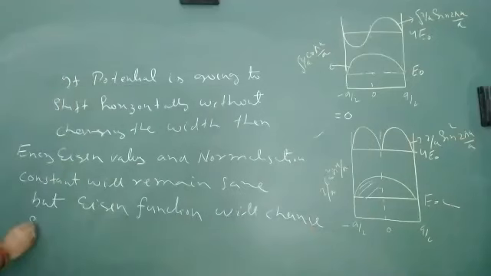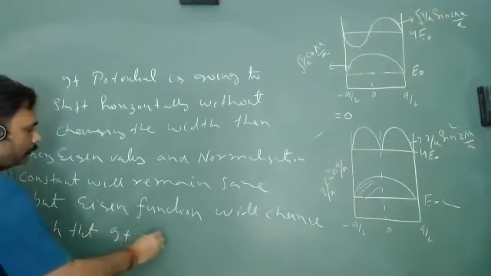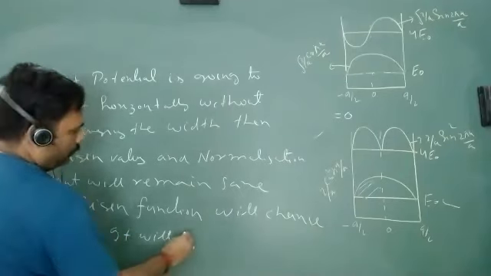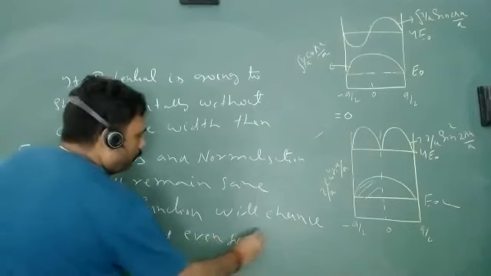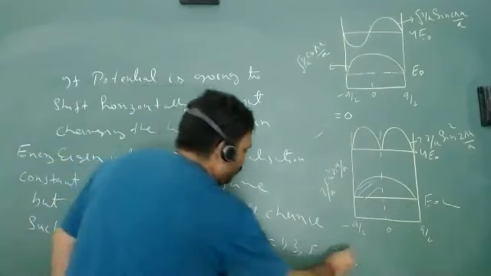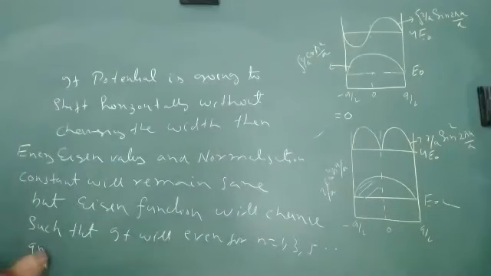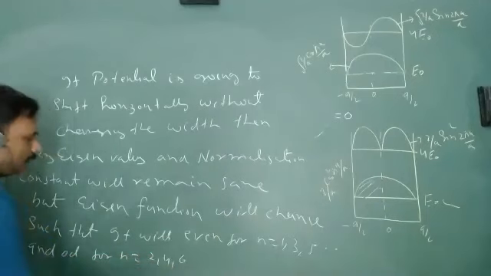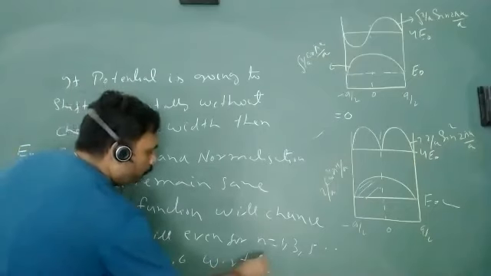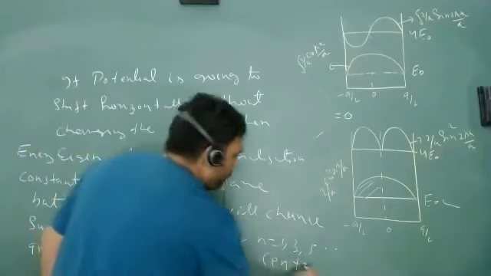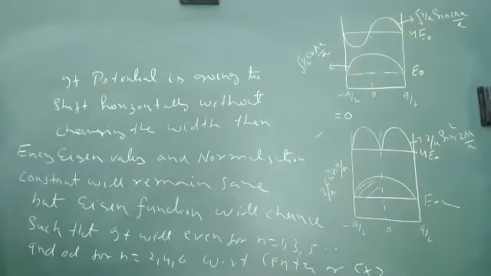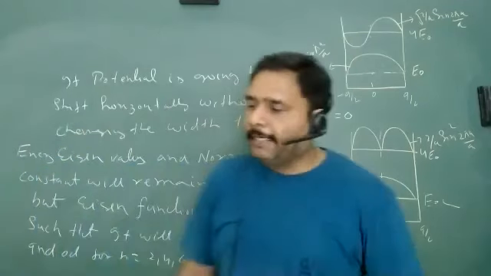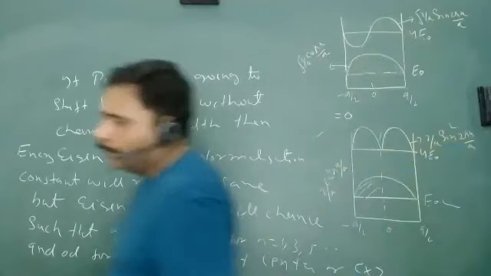such that it will be even for n is equal to 1, 3, 5 and odd for n is equal to 2, 4, 6 with respect to the center or expectation value of x. This is the whole story. This is just a one liner, and we can conclude this is all about the particle in a box.